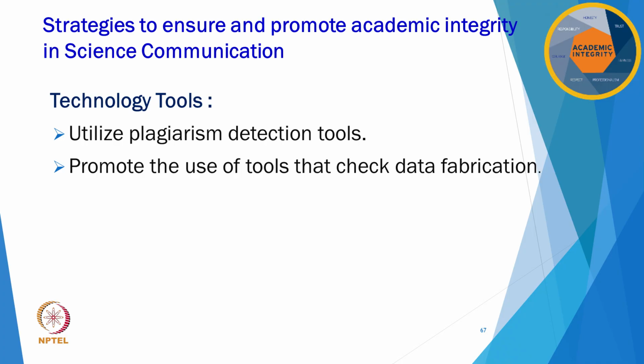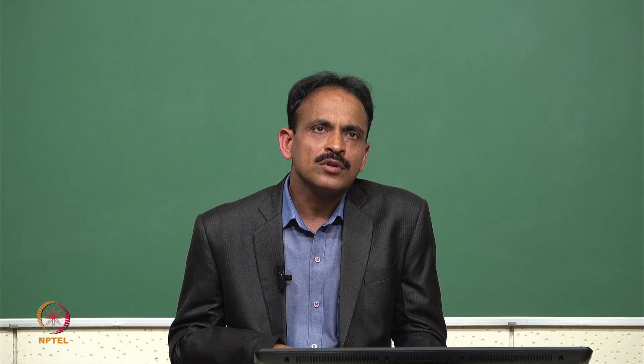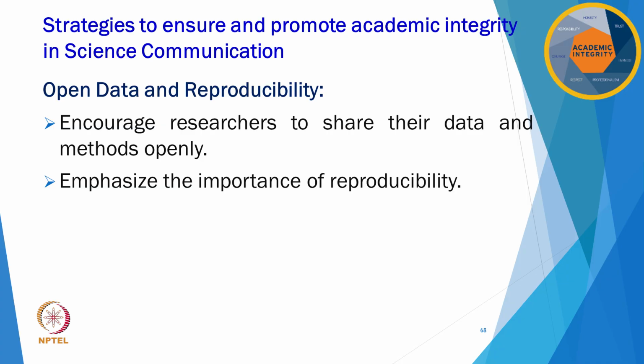Another important aspect is technology tools. Utilize plagiarism detection tools to identify and address instances of academic misconduct. Promote the use of tools that check for image manipulation and data fabrication. So there are a number of technology tools which can be used. Open data and reproducibility. We should always encourage researchers to share their data and methods openly, promoting transparency and allowing for verification of results. Emphasize the importance of reproducibility in science communication.